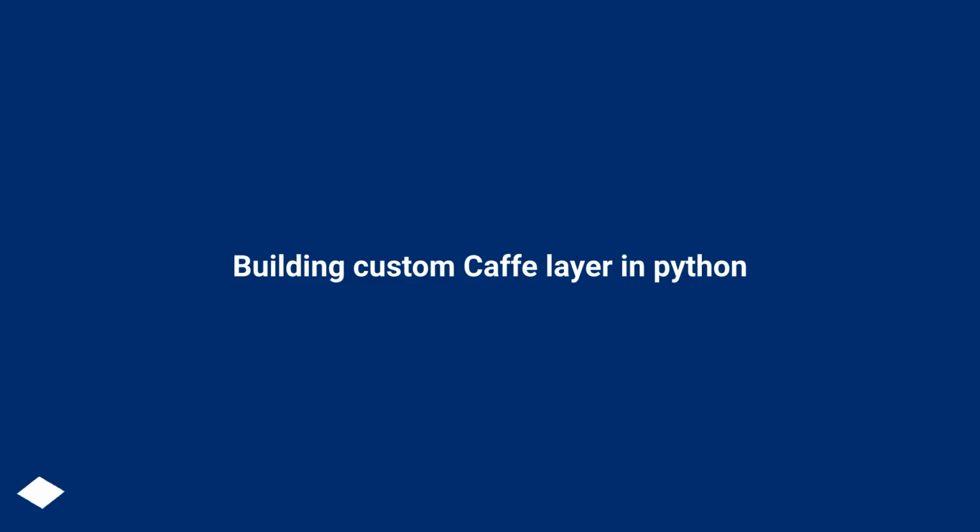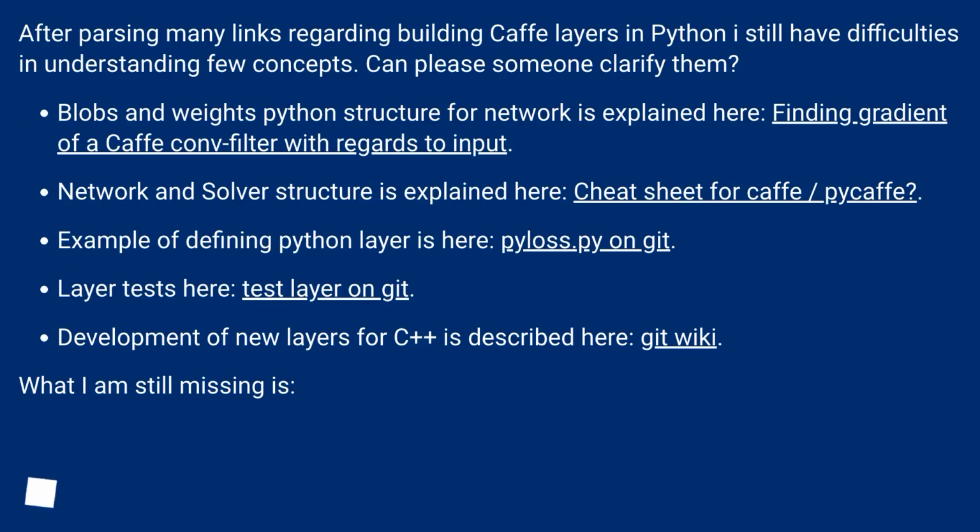Building custom Caffe layer in Python. After parsing many links regarding building Caffe layers in Python, I still have difficulties in understanding a few concepts. Can someone please clarify them?